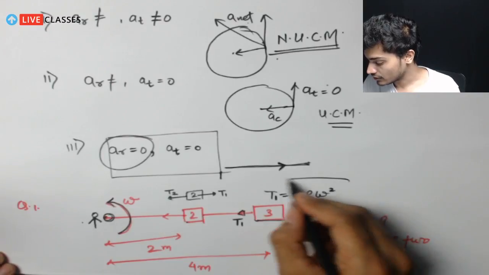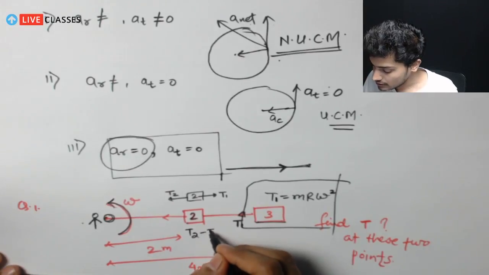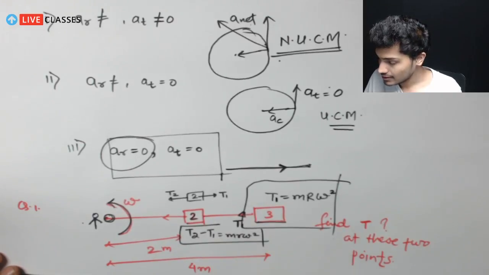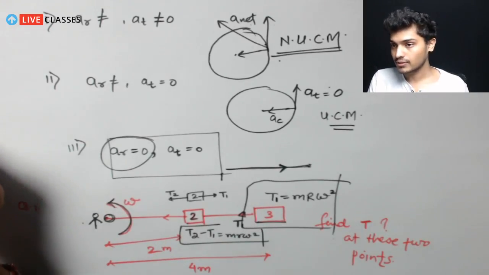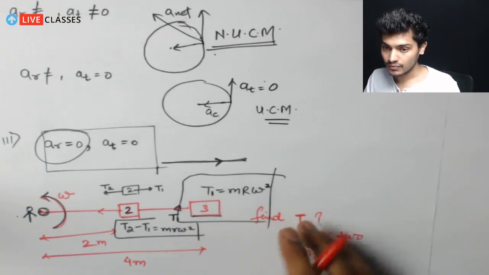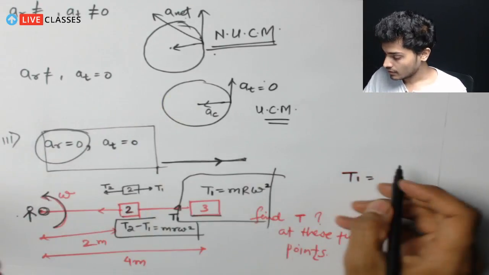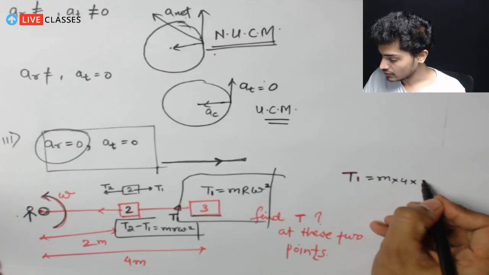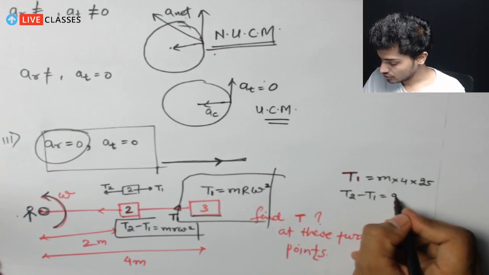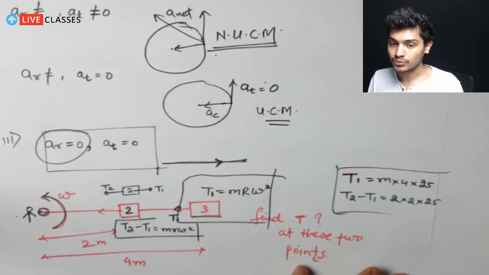And for the 3 kg block that is it, and for the 2 kg block it will be T2 minus T1 equal to m r omega square, right? So in this way, now the rest is only the calculation. So here we have T1 equal to m r, where r is given as 4 and omega is given as 25, and T2 minus T1 is equal to 2 into 2 into 25. On solving we will get T1 and T2, right?